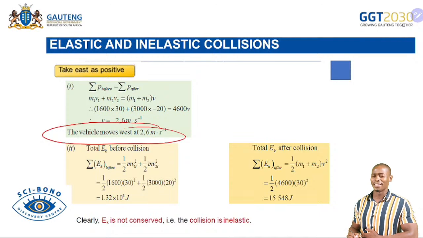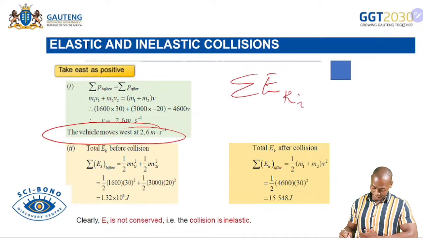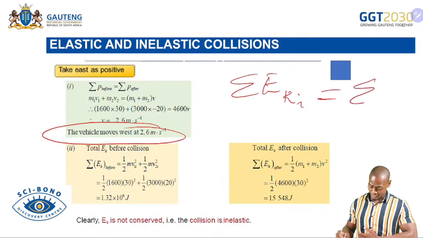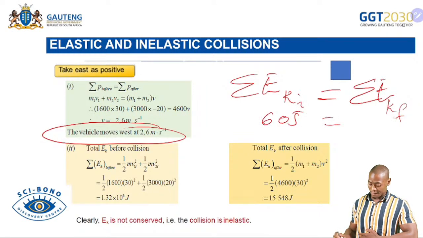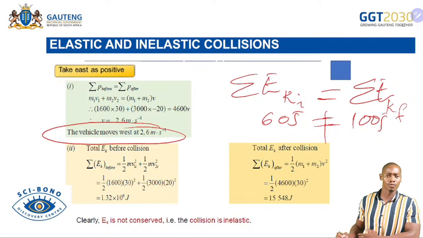So please learners, avoid doing this when you are proving whether a collision is elastic or inelastic, because some learners do this. They will say the sum of Ek initial, or before collision, equals the sum of Ek final, after collision. And then they will find, let's say, 60 joules on one side and 100 joules on the other. I'm just giving you an example. Then they will say, okay, this is no longer equal. You are not supposed to do that.